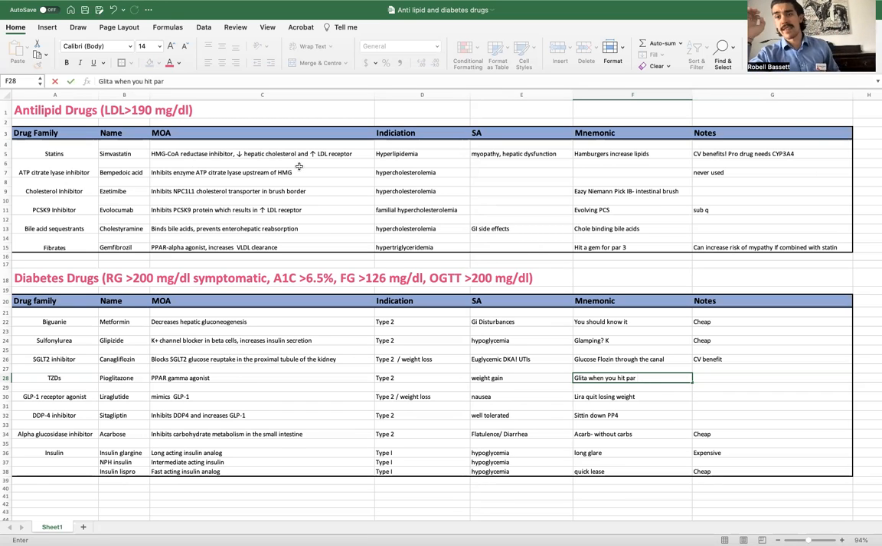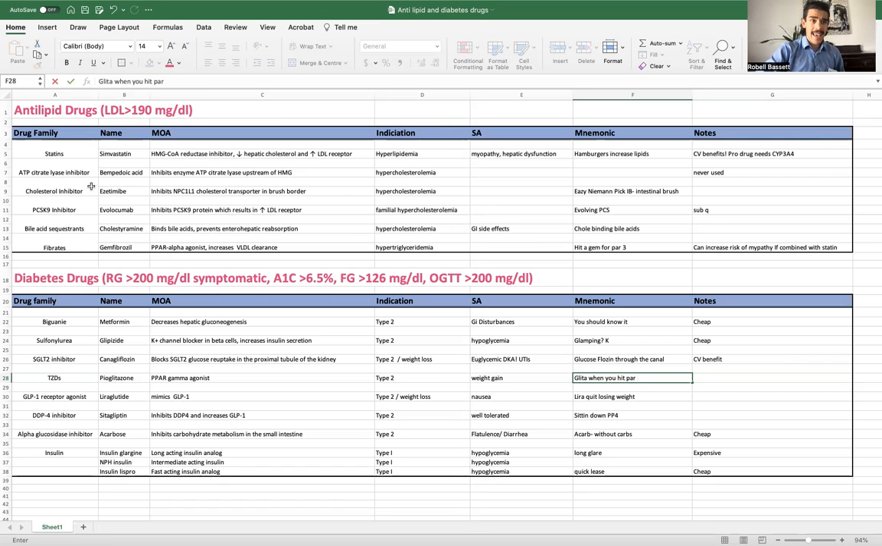Things to note is that this is a pro-drug, so you need CYP to get this into the active form. So if there's something that inhibits CYP, you're going to have less drug. And if there's something that amplifies CYP, you're going to have more activity and it's going to be more potent. It does have a cardiovascular benefit.